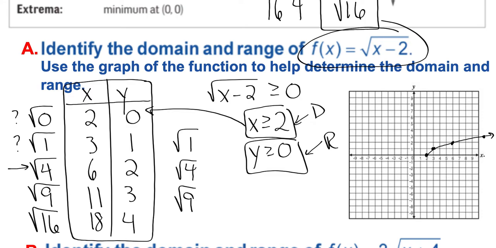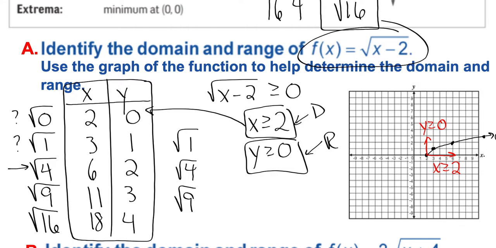Okay, that might have been a little bit more complicated than what you want to think about. Generally, you can go from this first coordinate here. My first coordinate is (2, 0). So from (2, 0), my graph is going to the right. So that's x is greater than or equal to 2, and it's going up. That's y is greater than or equal to 0. Okay, so that's another way to think about your domain and range.